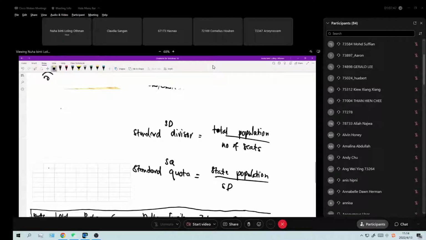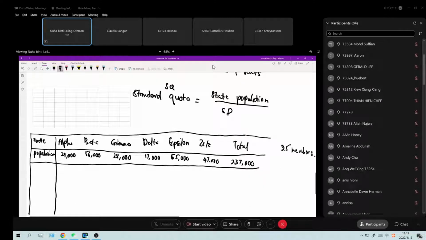So the standard divisor for this is, you know that the total population is 237,000 divided by 25, meaning that it is 9480. Okay, so this is the standard divisor for this example, these small countries. And then what you need to do after that is find the standard quota. Standard quota means the state population divided by the standard divisor.